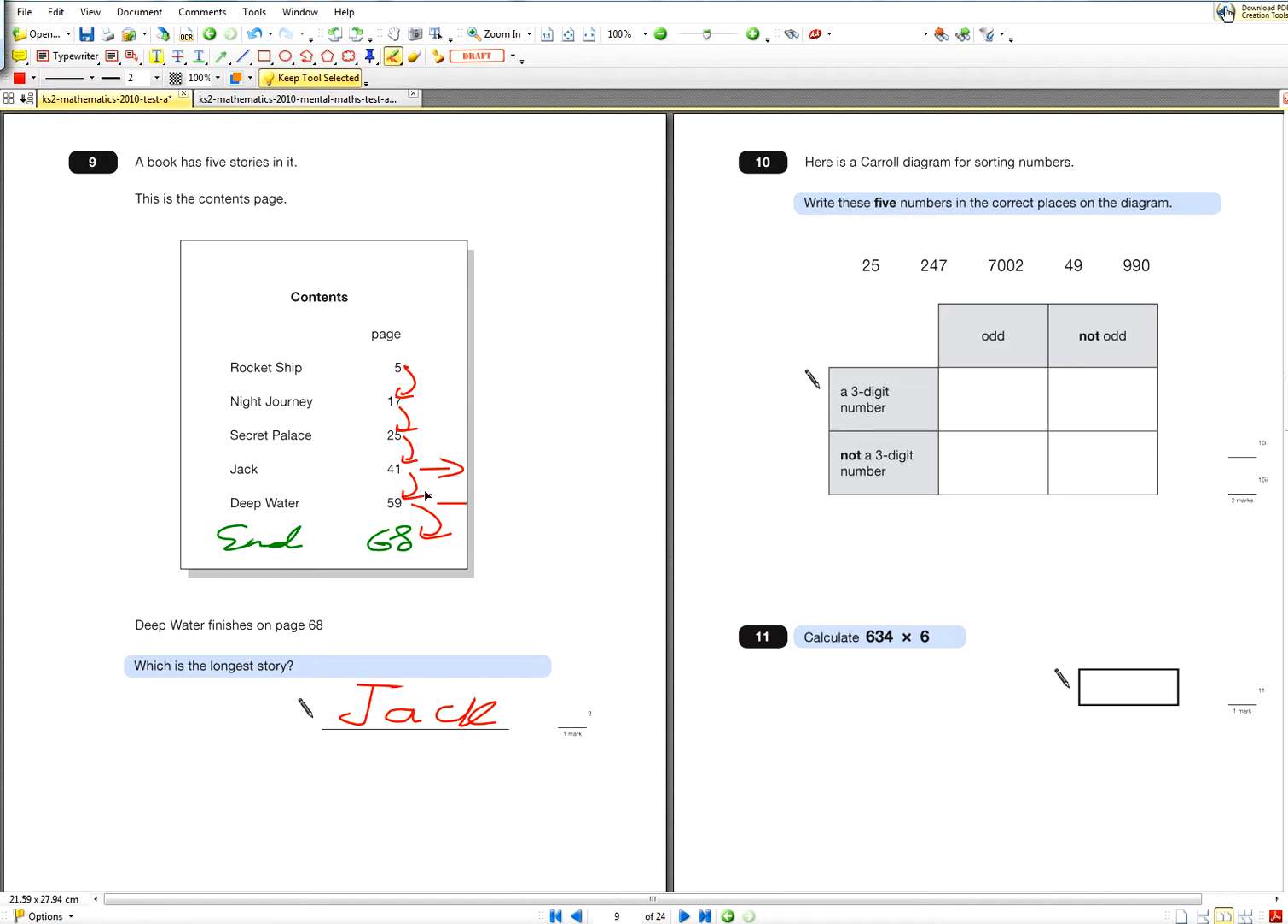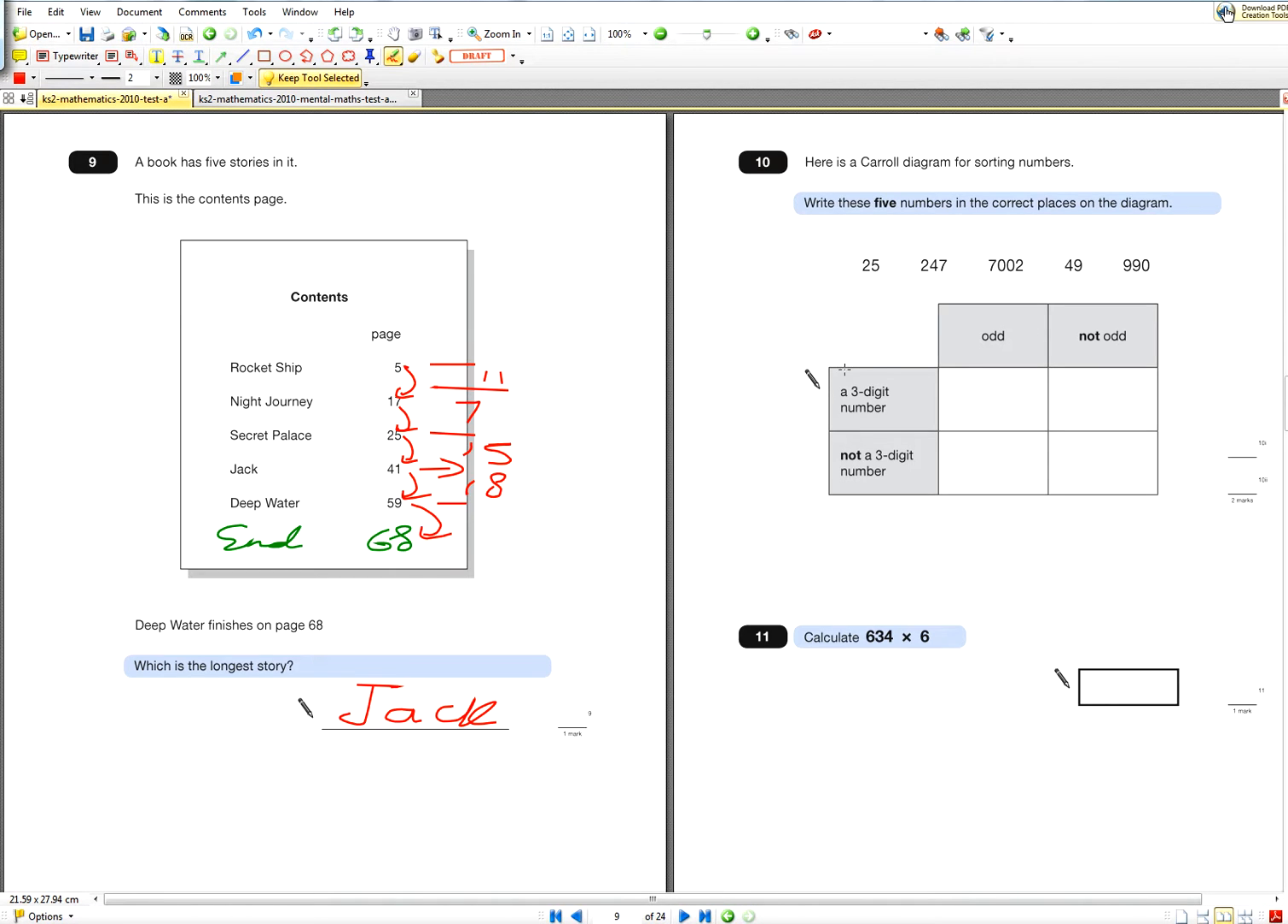So what do you say the answer was? Jack. Yeah. Okay, so 41 to 58 is 18 pages. 25 to page 40, that'll give you 15 pages. Then 17 to page 24, add 3, that's 7 pages. Add 3, add 4, because remember the next Secret Palace starts on page 25, and that's page 5 to 17, basically 5 to 16. Okay, that'll give you how many pages? 16 to 5 is 11 pages. Okay, so that's right. Definitely Jack is the answer.